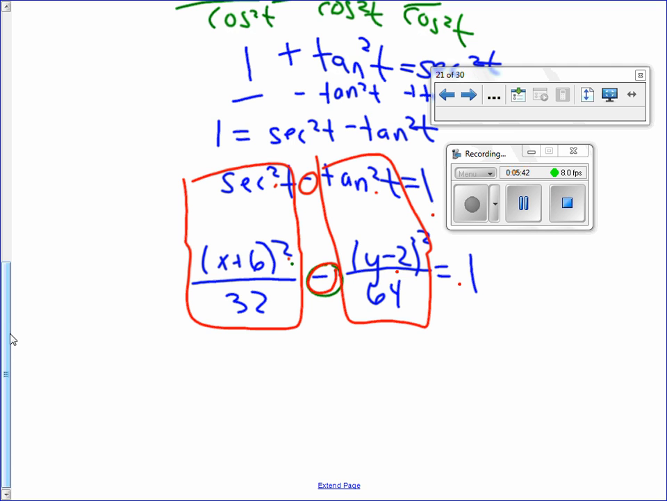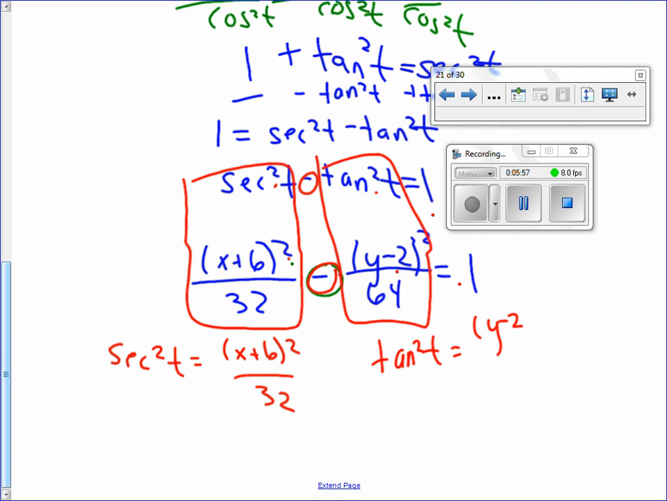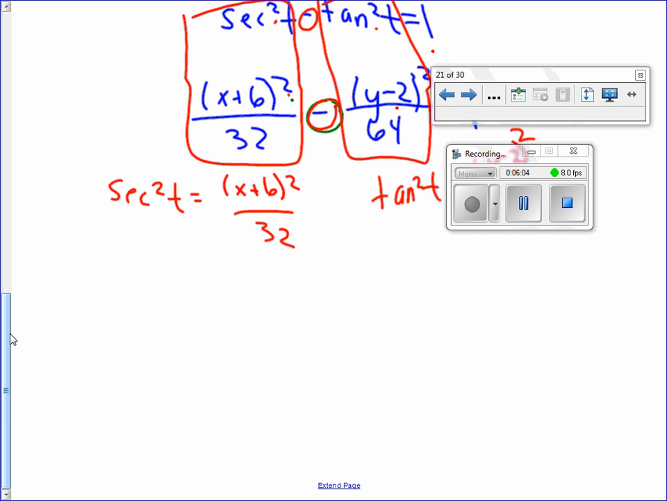So we can say that secant squared t equals (x plus 6) quantity squared over 32. And we can say tangent squared t equals (y minus 2) quantity squared over 64. And we're going to solve each of these equations for x and y respectively.